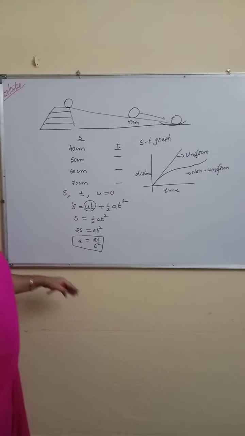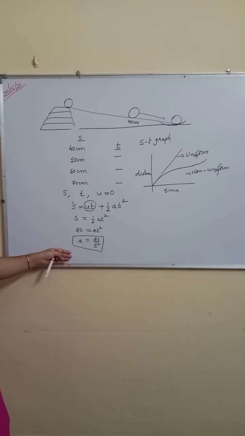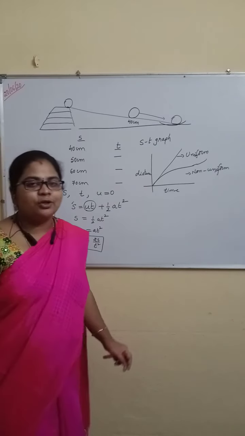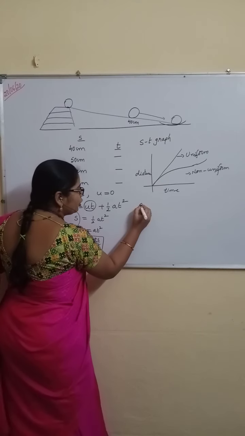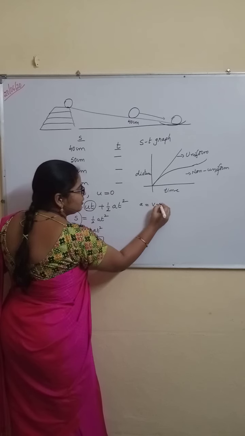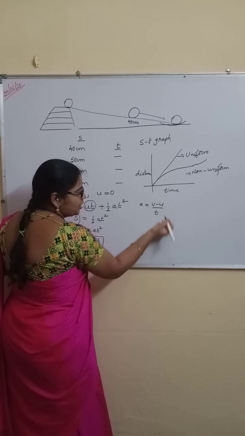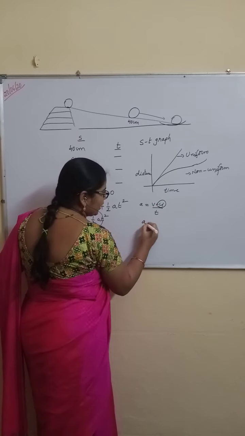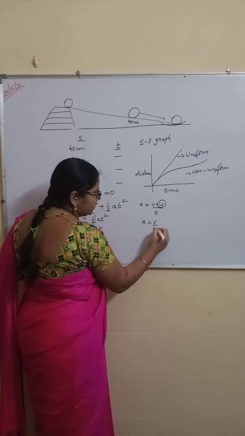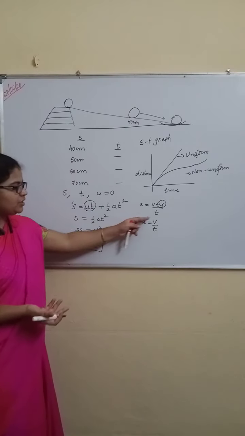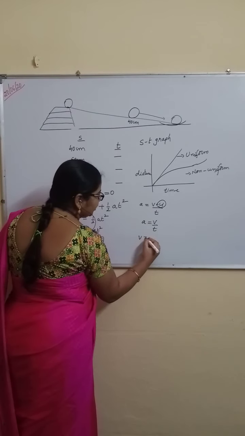Okay, so like this we can find out the acceleration. From the acceleration we can find out the velocity also, because the acceleration formula is v minus u by t, right? Here the u value is 0. So acceleration is the rate of change of velocity, right? V by t. The T value we know. From this, velocity also we can find out.